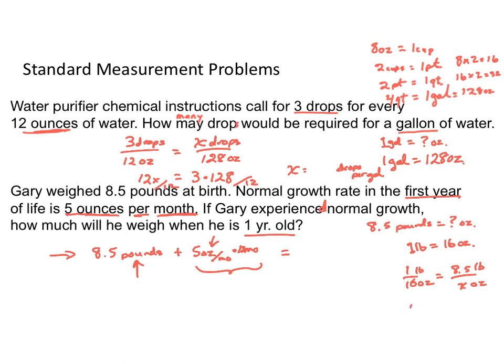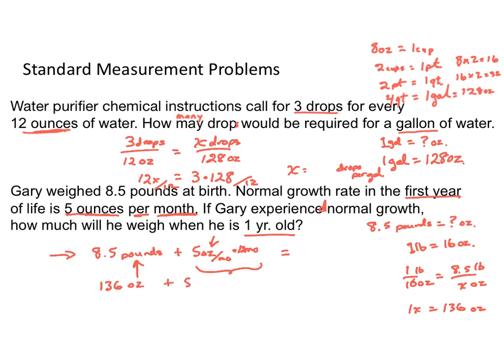When we cross multiply here, we have 1x equals 16 times 8.5. I'm going to go ahead and get this one so we can do a little bit of the math. 16 times 8.5 is 136. Oh, I like it. It's a nice whole number. So that's 136 ounces.